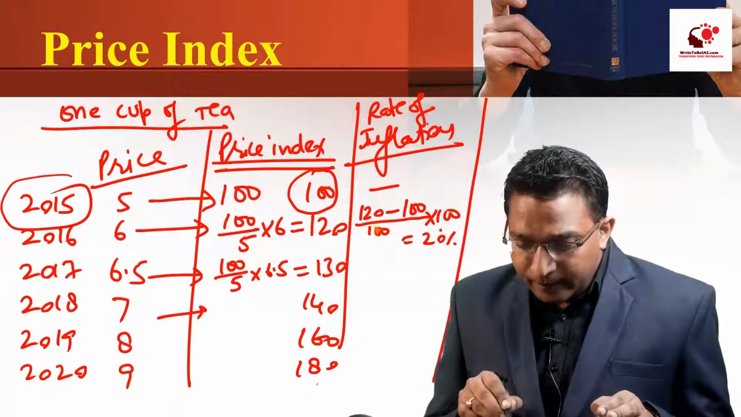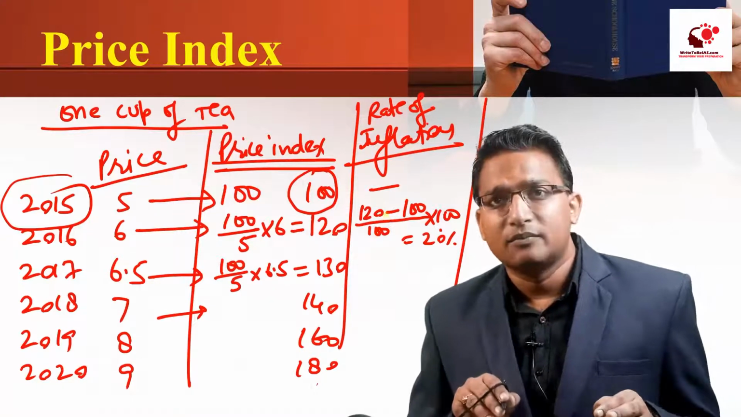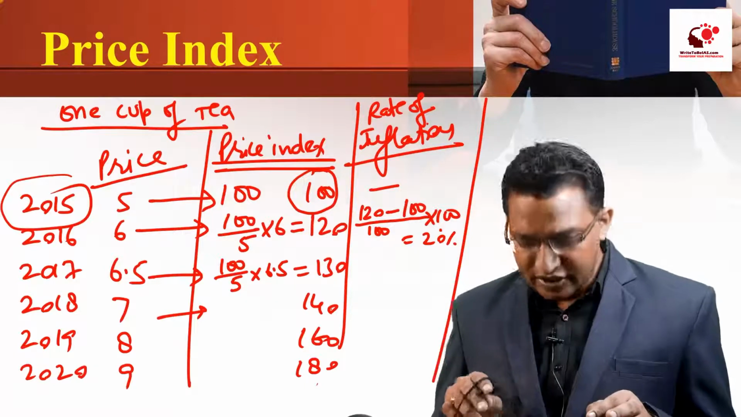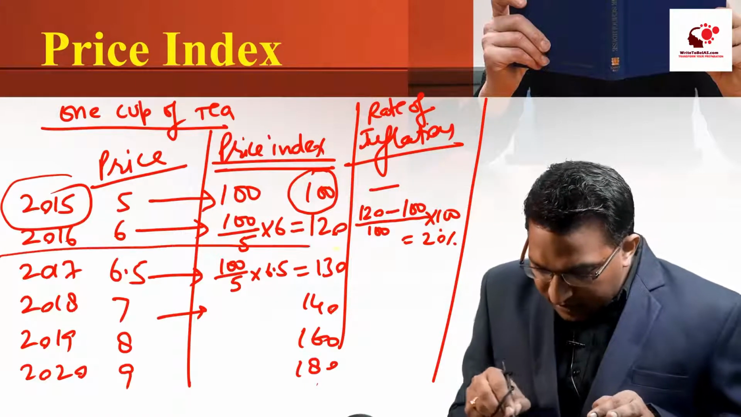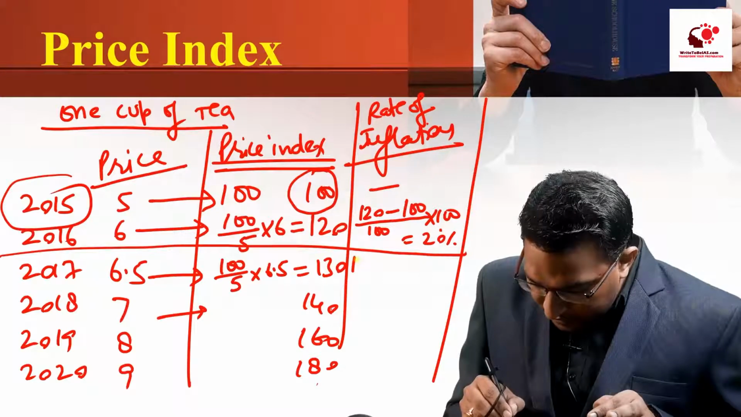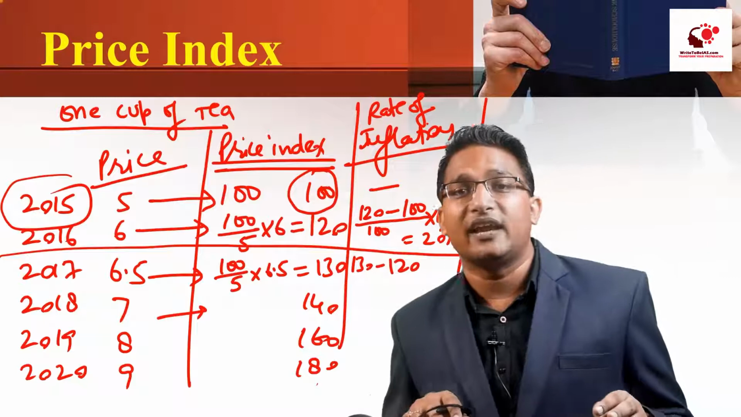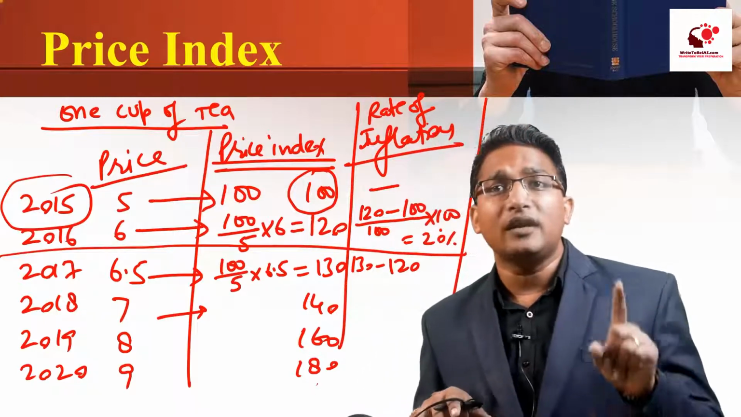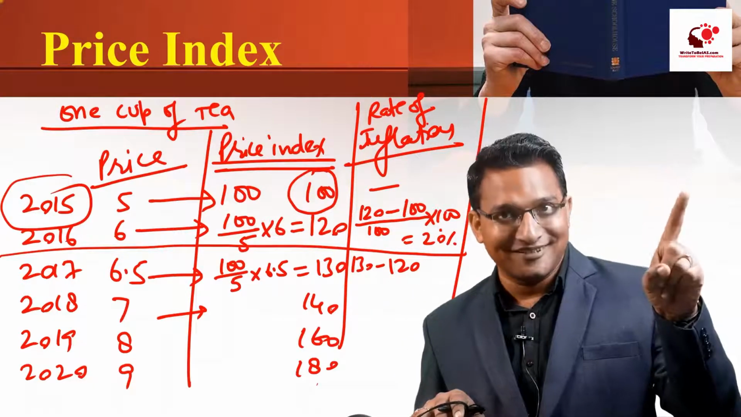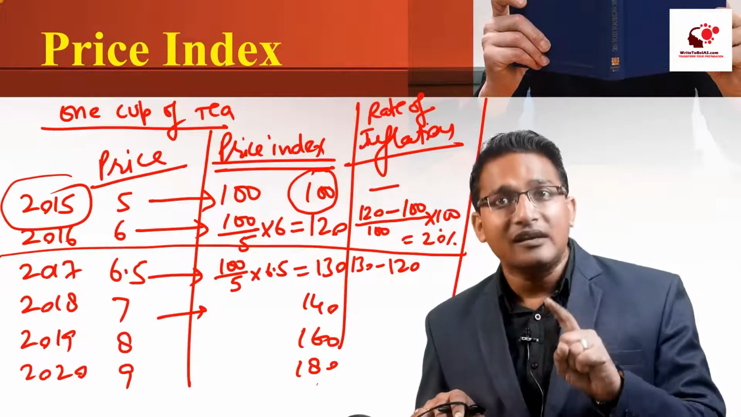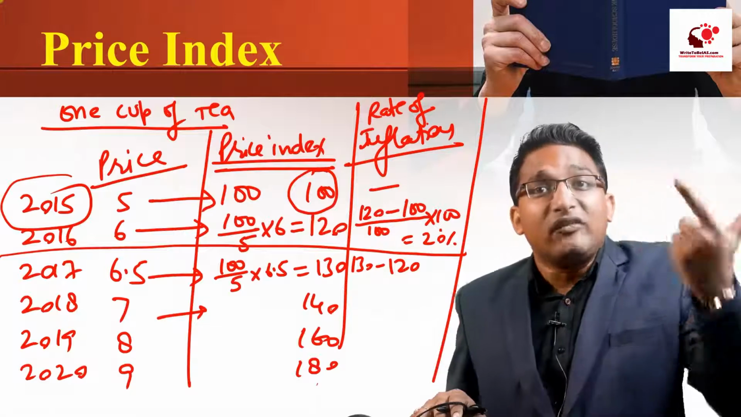We calculated by current year's price index minus previous year's price index divided by previous year's price index. Similarly, for 2017, current year price index minus previous year price index. So please take care, in this case we are not taking the price index of reference period. For calculation of inflation, we will take the price index of previous year.